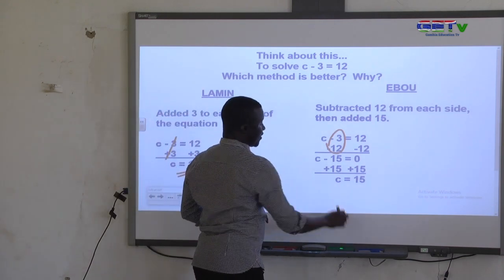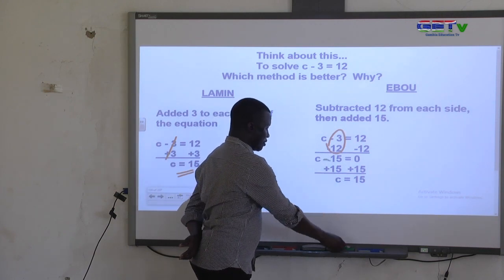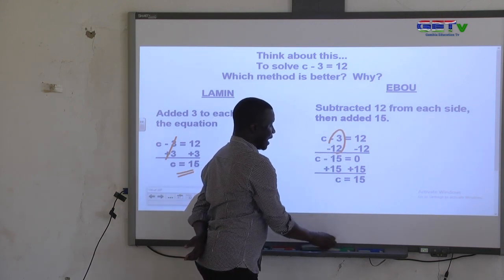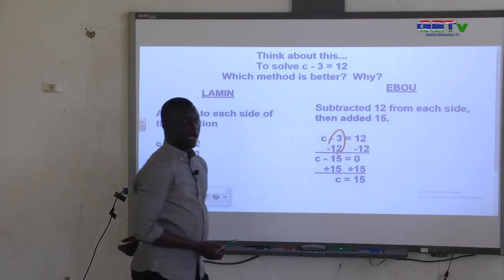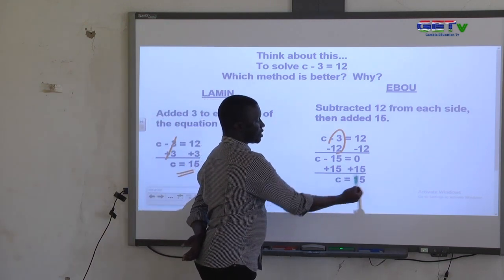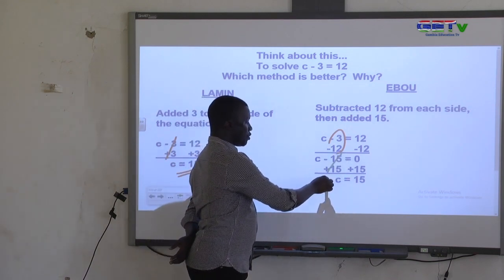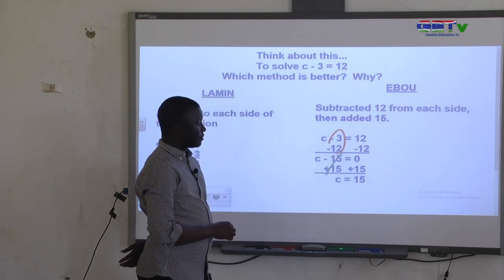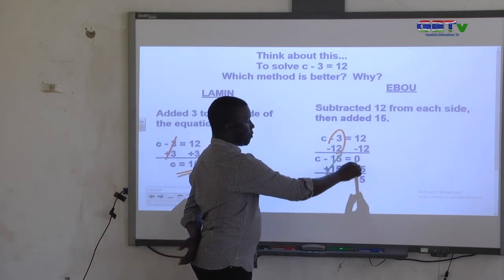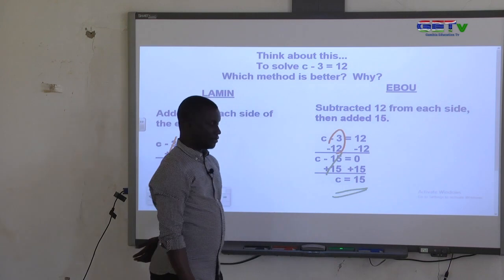In isolating his variable, the operation here is a subtraction, sorry. And the inverse of subtraction is addition. Then he added 15 to both sides. This 15 undoes the 15. And then we end up having 0 + 15, c = 15.